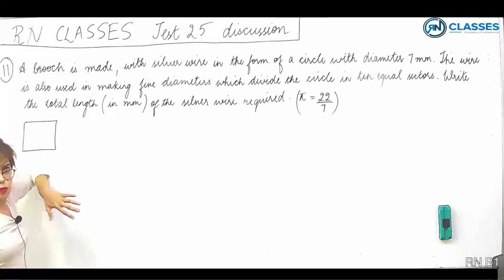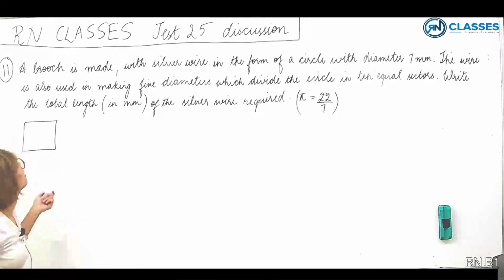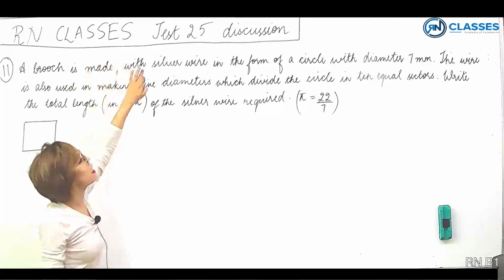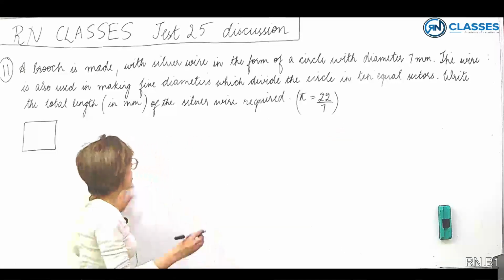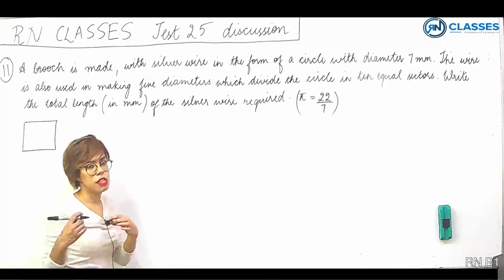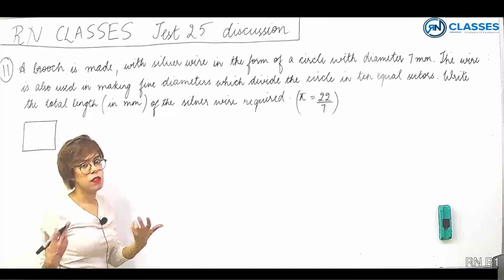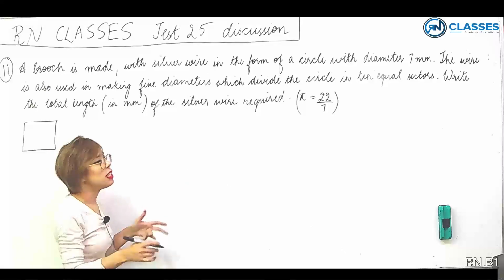A brooch, or brooch, I don't know how to pronounce that, but you can very well Google it. Now, I will call it brooch, I guess. A brooch is made with silver wire in the form of a circle with diameter this. So a brooch is basically a jewelry item, if you stick it on your coat or blazers, or women can also do that. Okay, fine. You can Google it.